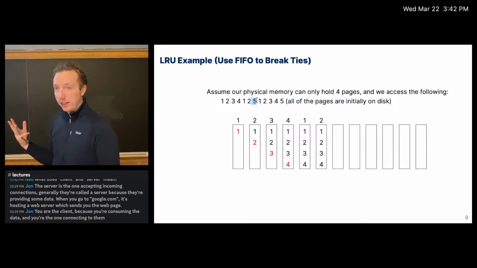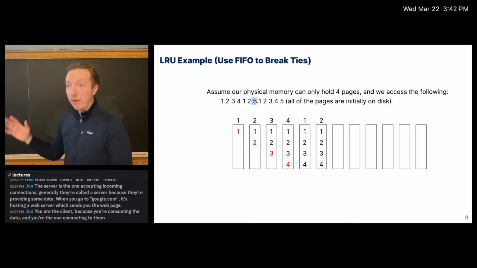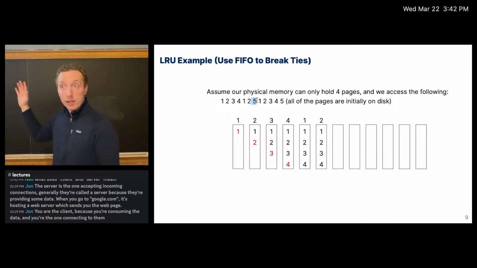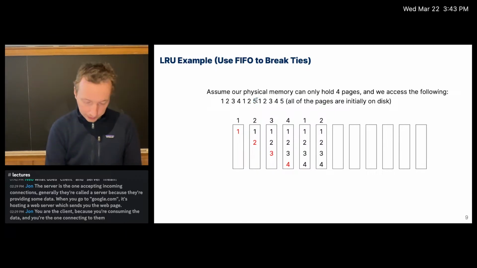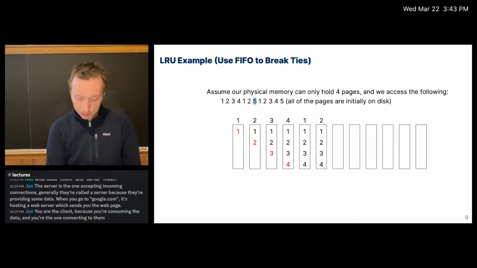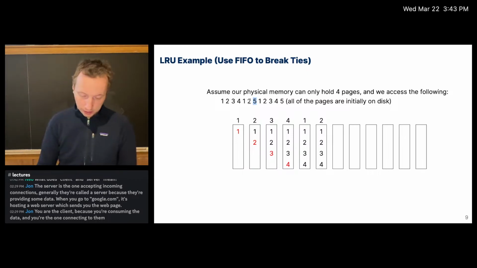So least recently used is, as the name implies, you go backwards in time, and whatever is the least recently used, or whatever hasn't been used in the longest, is the one you kick out. So if we start at page 5 and look backwards, well, right before 5, we use page 2, so we're not going to kick out page 2, so it's safe.